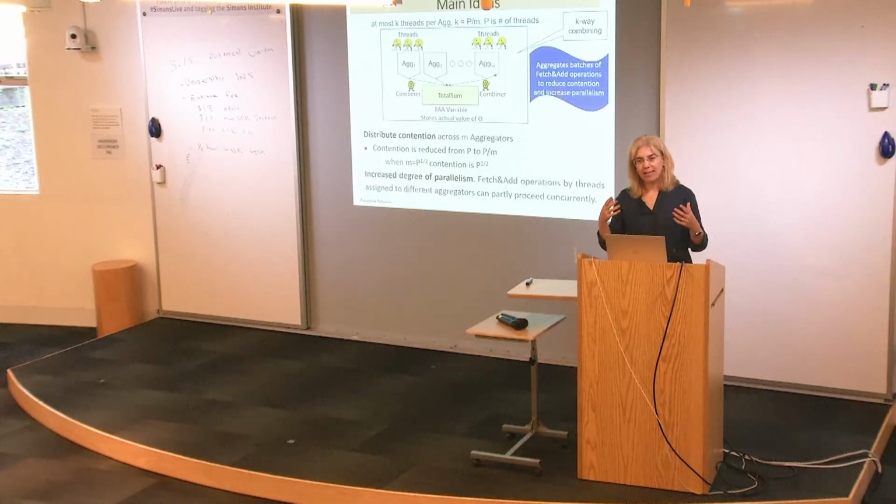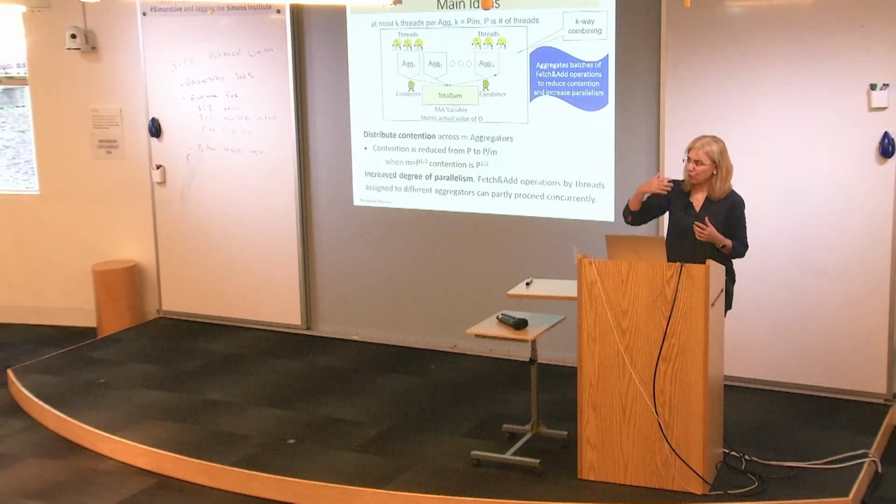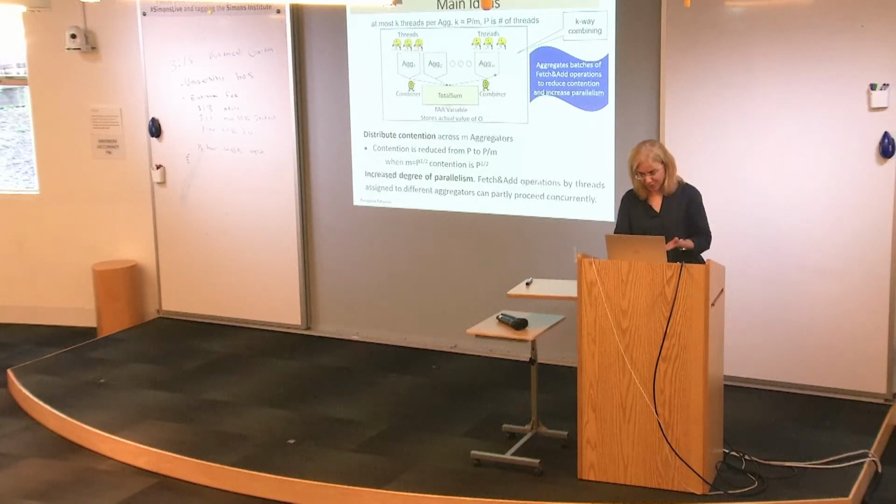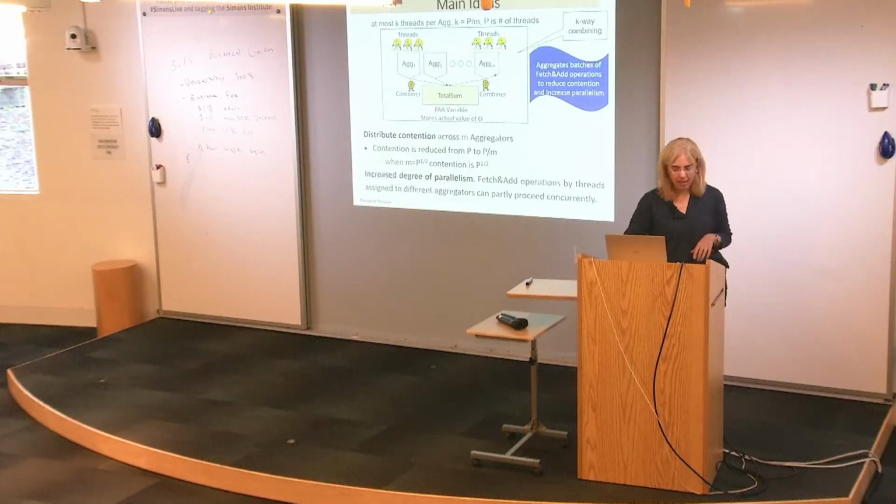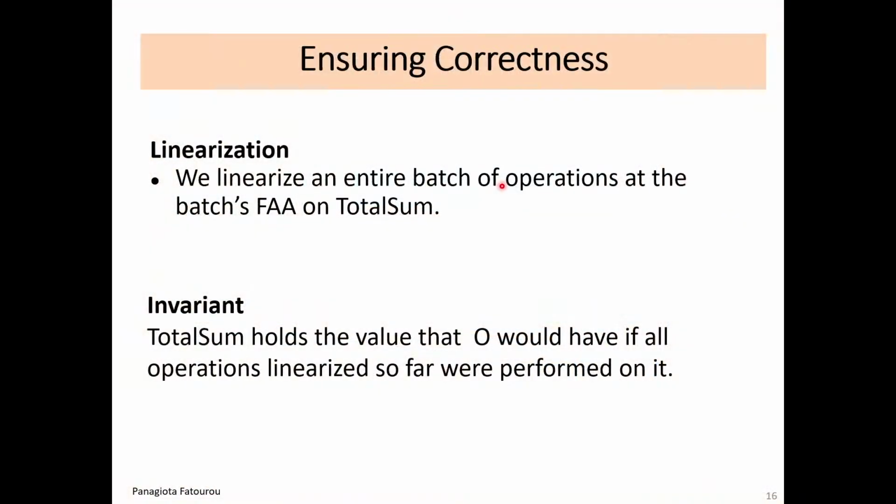And this way, in a sense, we beat this common belief, for this specific framework, this specific setting where we want to implement fetch and add. Let me just say that to ensure correctness, we linearize an entire batch of operations at the batch's hardware fetch and add on total sum. The invariant we ensure is that this total sum holds the value that the implemented object O would have if all operations linearized so far were performed on it. And therefore, this is a correct implementation.